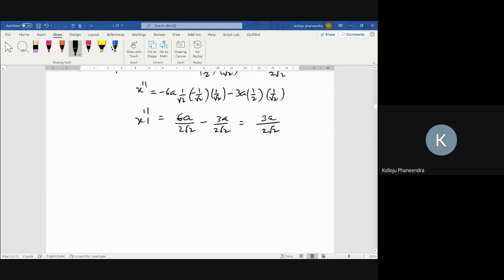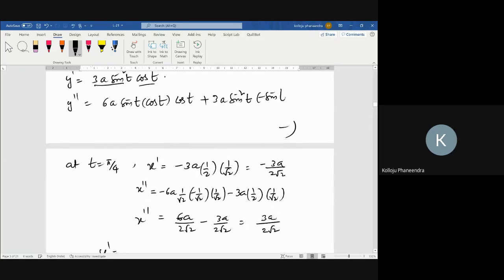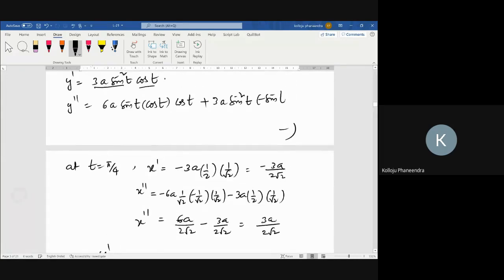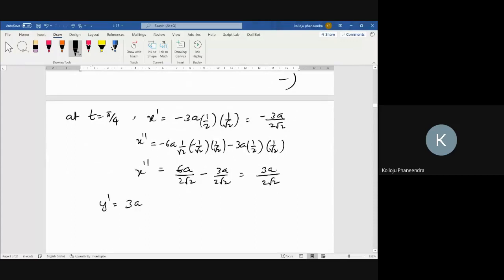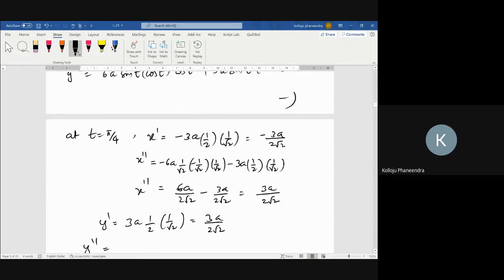Next, coming to y dash at t equal to pi by 4. What is y dash? 3a, 1 by 2, 1 by root 2. So y dash is 3a by 2 root 2. Next, y double dash. What is y double dash? This is the first term.